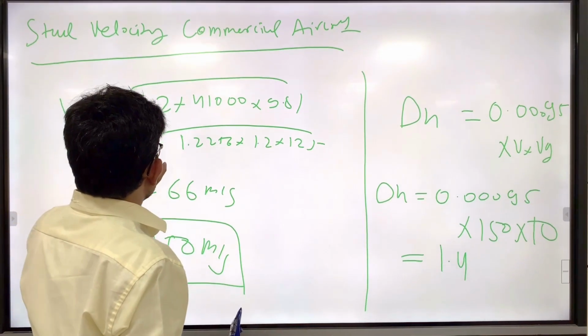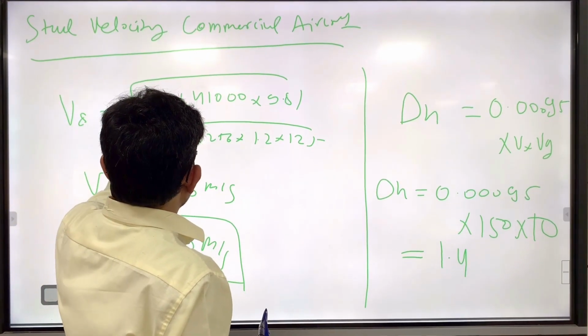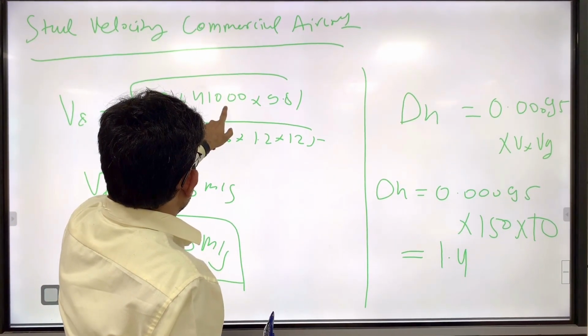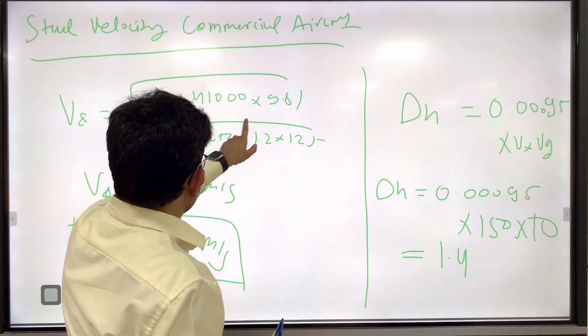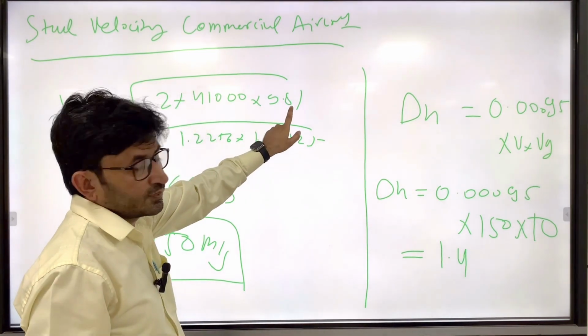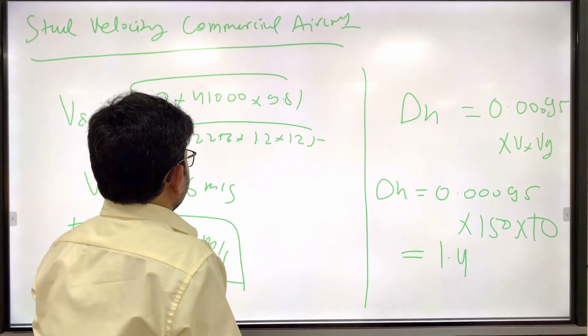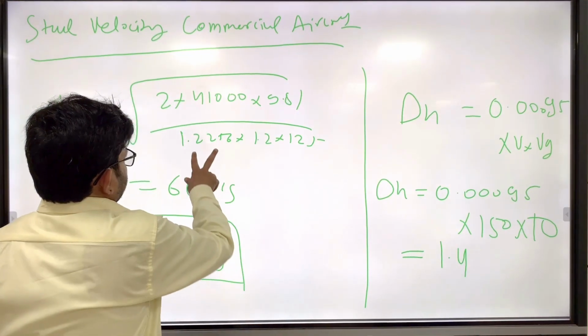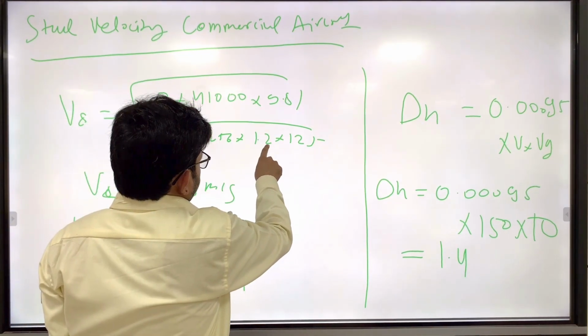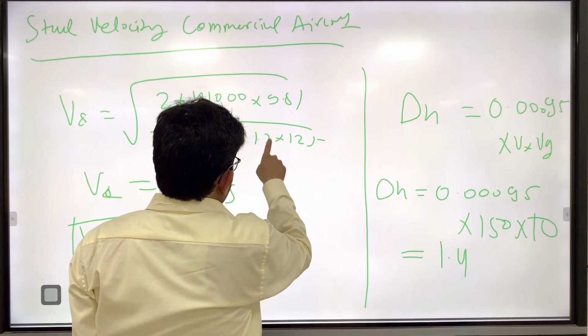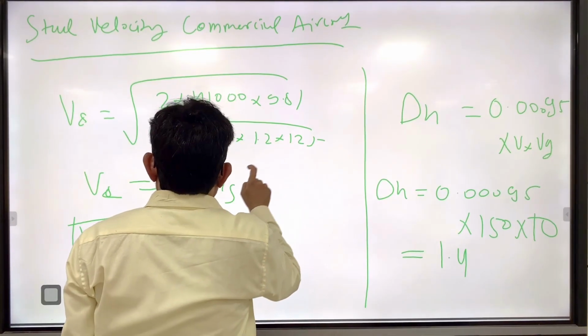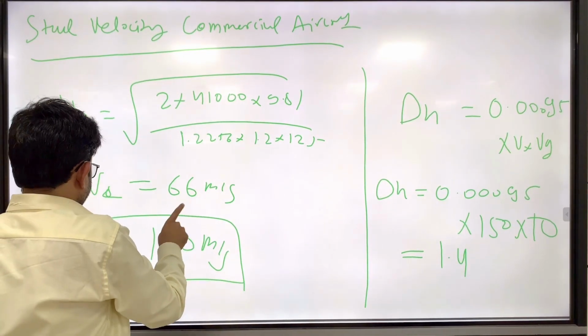So if you find out the stall velocity, put 2 times weight multiplied by 9.81 to convert into Newton. This is an important part; people make a mistake here. People generally forget to multiply by 9.81. Sea level density 1.2, CL max, and wing area is 125. So we'll get a stall speed of 66 meters per second.